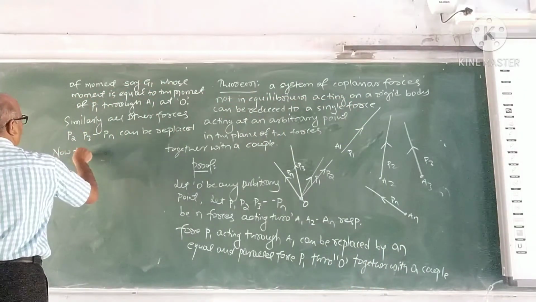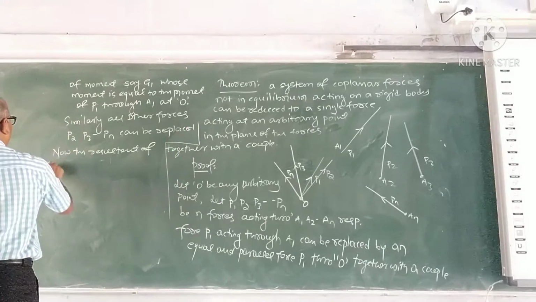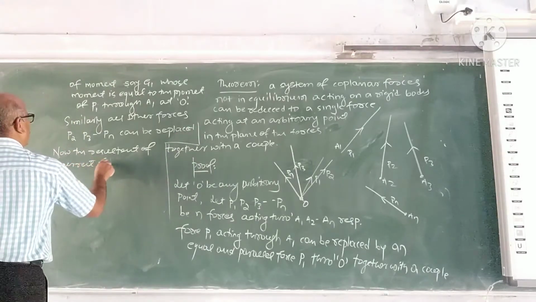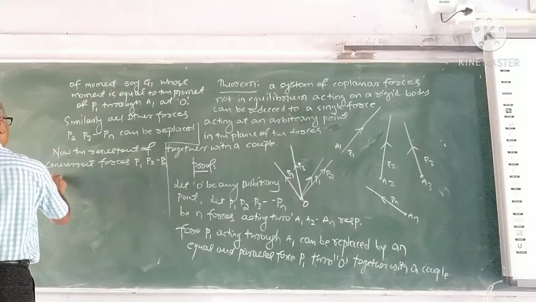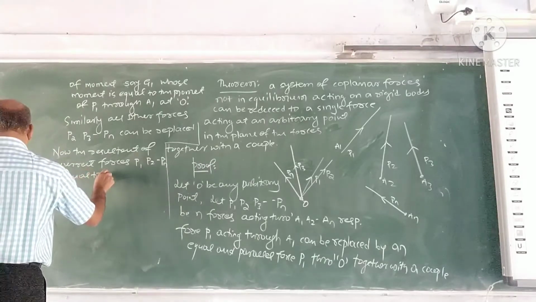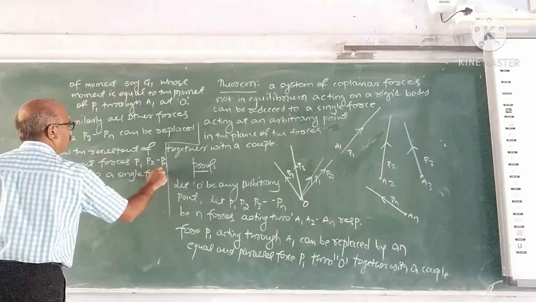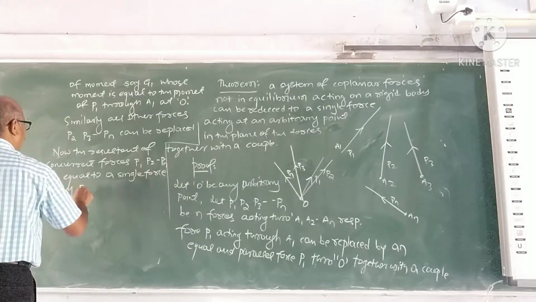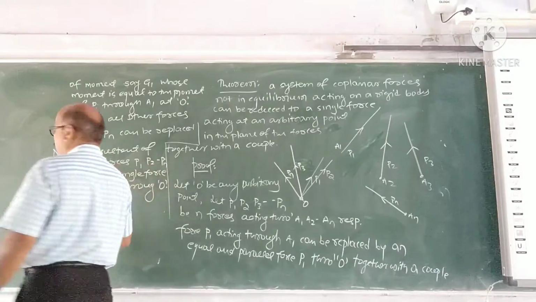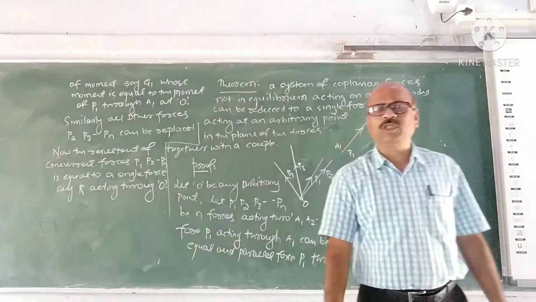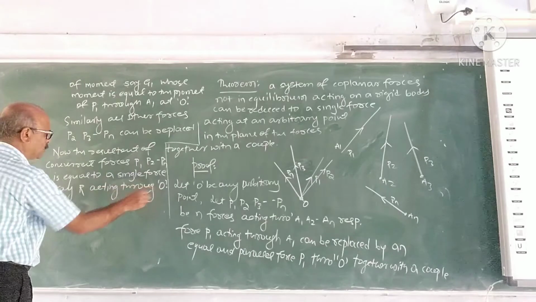Now, the resultant of concurrent forces P1, P2, etc., Pn is equal to a single force, say R, at the same point O. Resultant of concurrent forces is same as a single force, that is R acting through O.